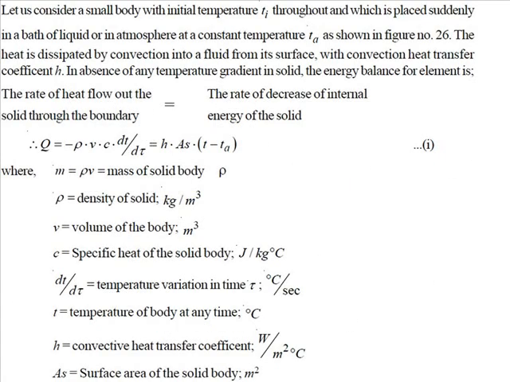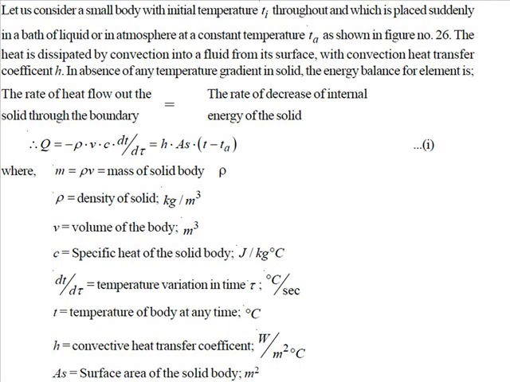So according to figure number 26, we can consider a small body with initial temperature Ti, and suddenly that body is placed in a bath of liquid, or you can say it is kept open to the surrounding where a constant temperature Ta is observed. So the heat starts to dissipate into the surrounding or into the liquid by means of convection, and the convection heat transfer coefficient is predominant in this case.